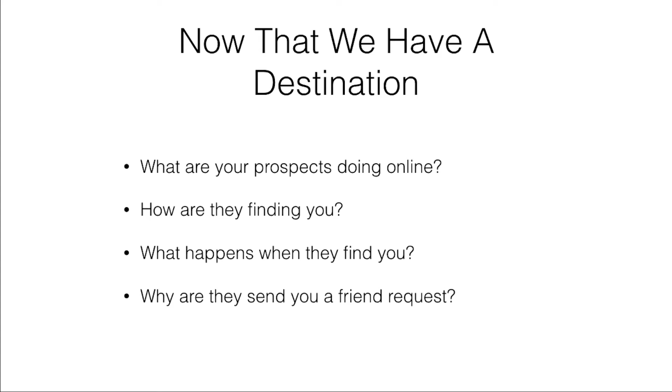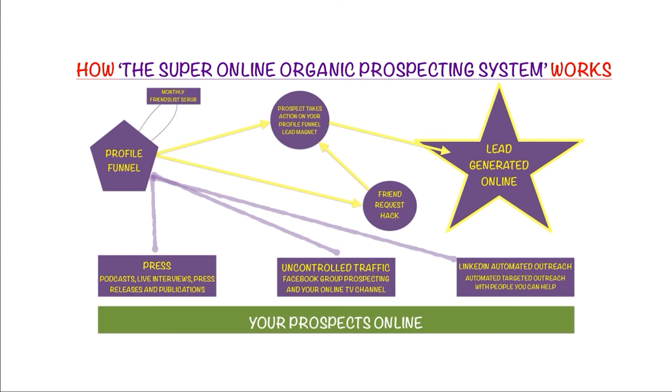You entertain them. You made them smile. You brought happy, good emotions to them. They want to get more of that happy, good emotion. So this is ultimately how the friend request hack works in our super online organic prospecting system. I'm sure you all have seen this map before. So ultimately with this map, what we're going to be talking about right there in the center, you're going to see there the friend request hack.